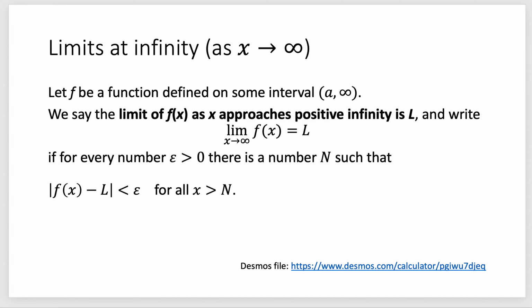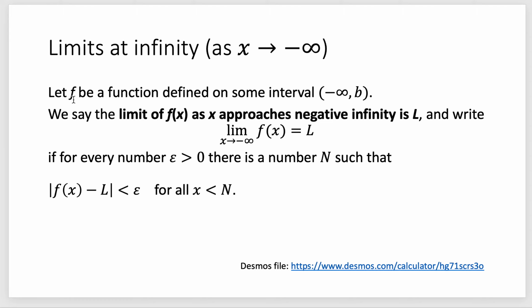One more definition, as x approaches negative infinity. If the function is defined on some interval from negative infinity up to a real number, we say the limit of f of x as x approaches negative infinity is L, if for every number epsilon greater than 0, there's a number n such that the distance between f of x and L is less than epsilon for all of the x's that are less than n.